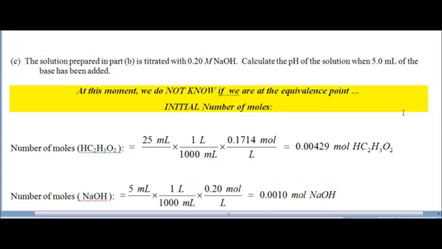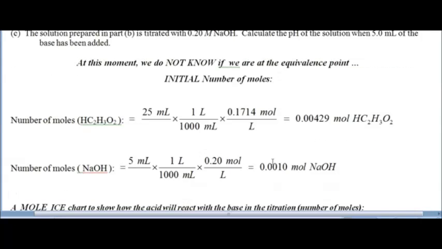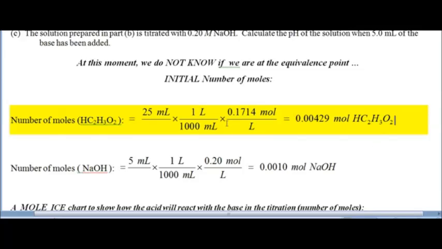That's a huge concept in titrations. Even more of an understanding is making sure that you realize that when you're doing a titration, you must convert your volumes and molarities into moles and compare the two. So what we need to do first of all is find out how many total moles of the acetic acid we have. We take our volume, 25 milliliters, multiply it times the molarity, 0.1714 molar, to get our total number of moles, which in this case is 0.00429 moles of acetic acid.